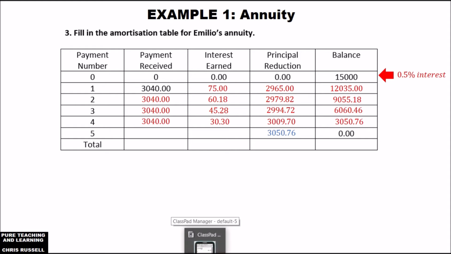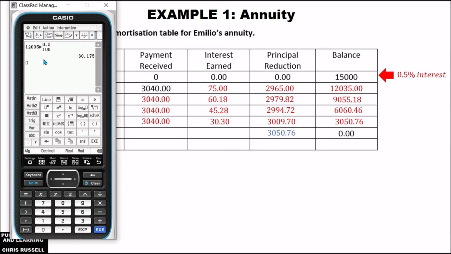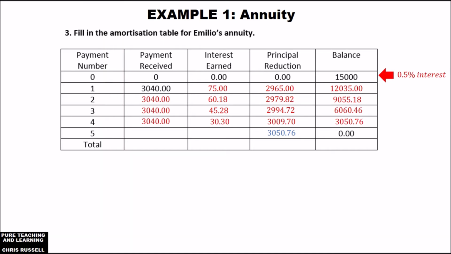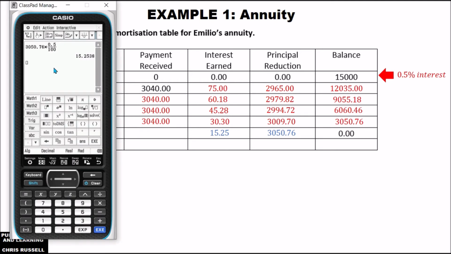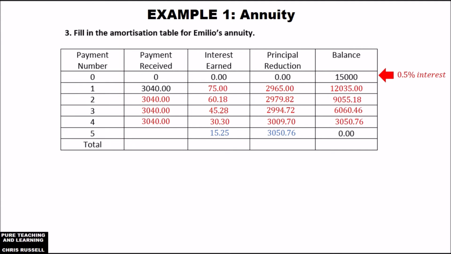So we find the interest for that balance. Go execute. $15.25. And now we add those two up. So we're adding the interest earned, and we're adding the principal reduction. And we should get $3,066. There we go.